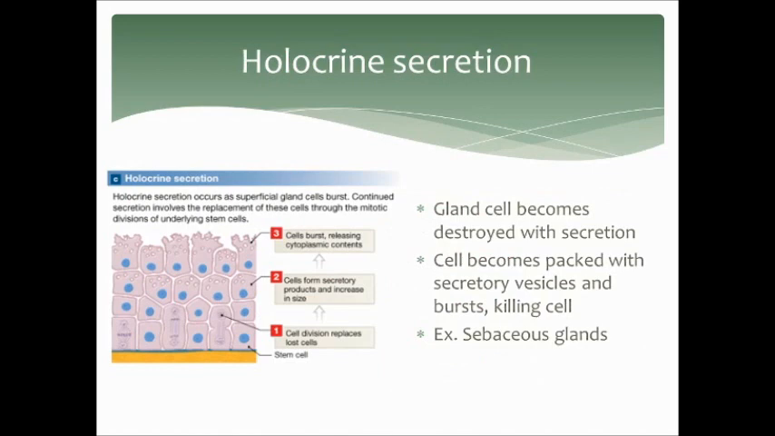And in holocrine secretion, your gland cell is going to become destroyed with the secretion. So the entire cell is destroyed. It becomes packed with all these secretory vesicles and it bursts, killing the cell. An example is sebaceous glands, which produce sebum or oil for your skin or for your hair.